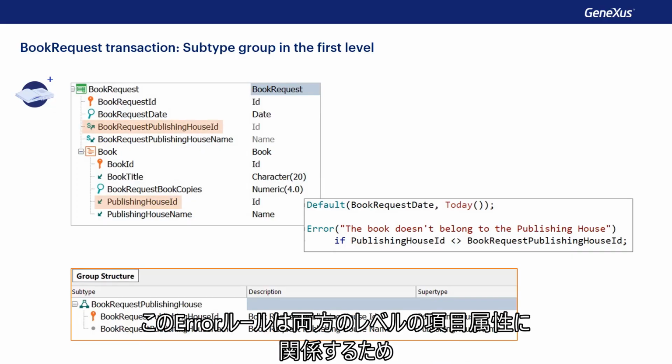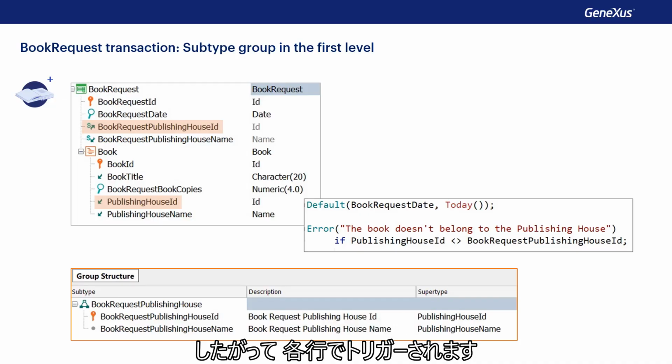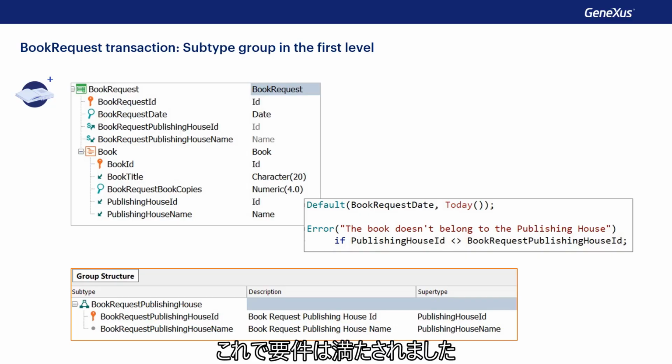Since this error rule involves attributes from both levels, it's a rule associated by Genexus with the second level. Therefore, it'll be triggered for each line. This means that when entering a new book ID, the condition will be evaluated, and if true, the error will be triggered. We've met the requirement.